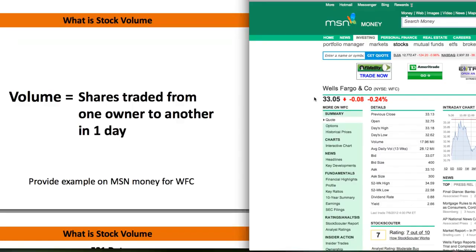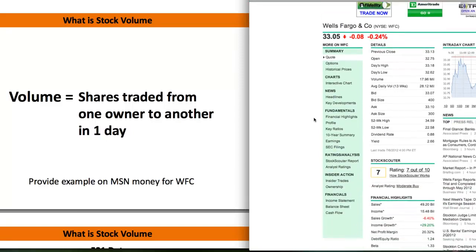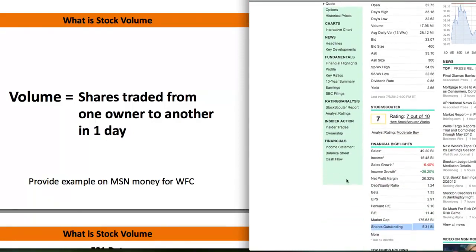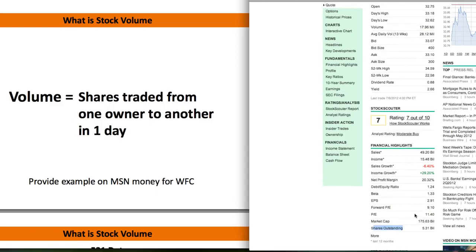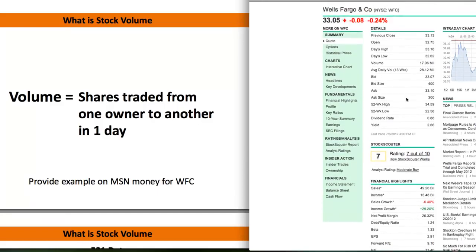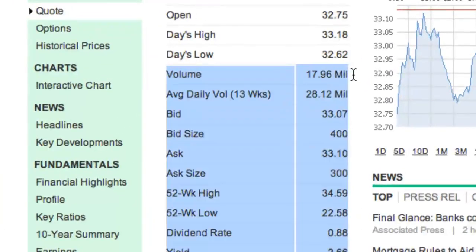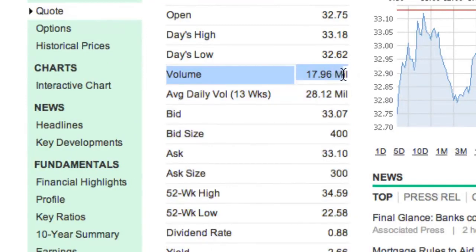Okay, so here we are back at the MSN Money page for Wells Fargo. As you remember, when we first came to this page, we went down and saw how many shares of Wells Fargo were outstanding, and we found that there were 5.31 billion shares. Now, when we go up and look at the volume, we can see that Wells Fargo had 17 million shares traded on this day. Today they had 17.9 million shares traded.